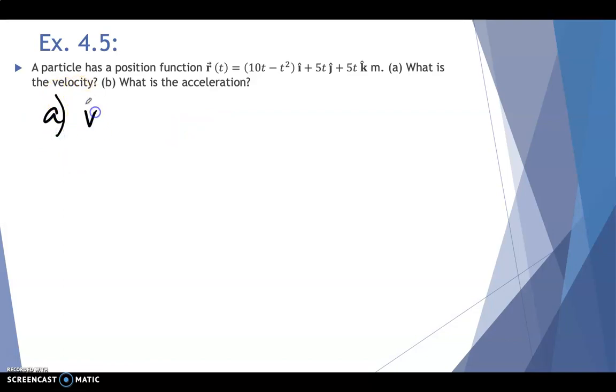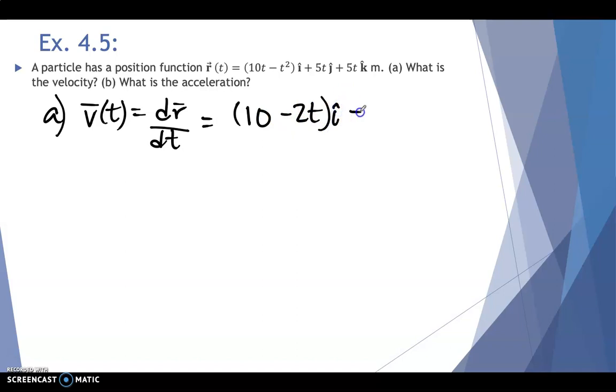So our velocity is again just our derivative with respect to t of our position vector. So it will be 10 minus 2t I hat plus 5j hat plus 5k hat, and this is now in meters per second. Okay, so that's going to be our velocity.